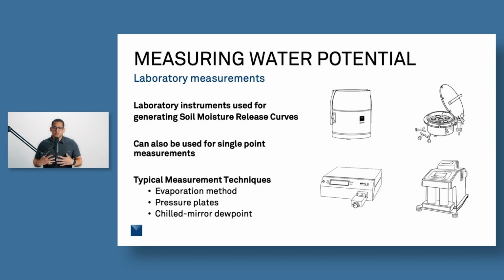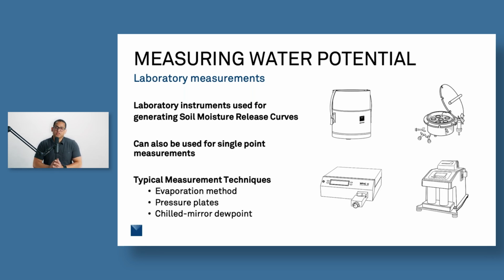Some of them can also be used for single point measurements, whether you're taking a direct sample and you want to measure it, or you're just trying to prep a sample to a specific water potential and make a measurement of that. So some of the tools can also be used for that as well, but they're typically designed for measuring soil moisture release curves.